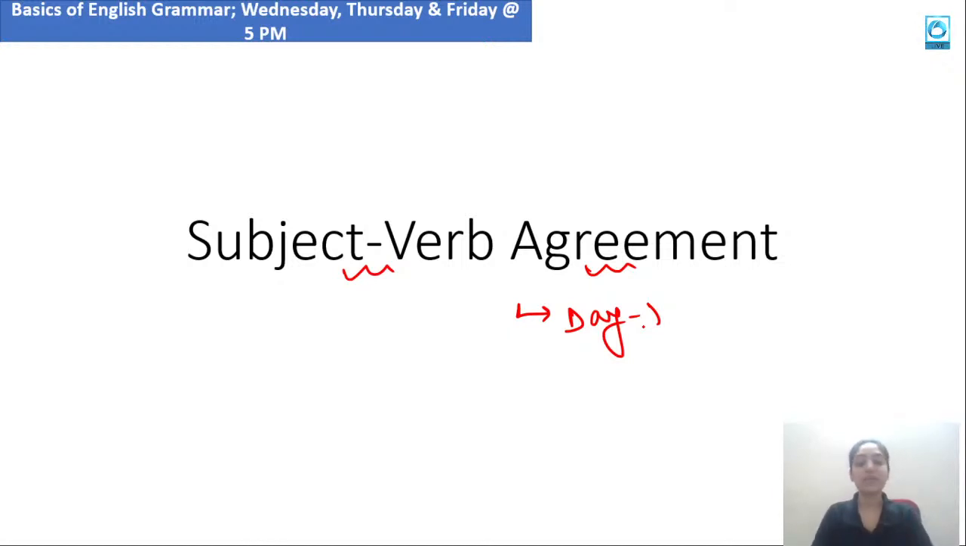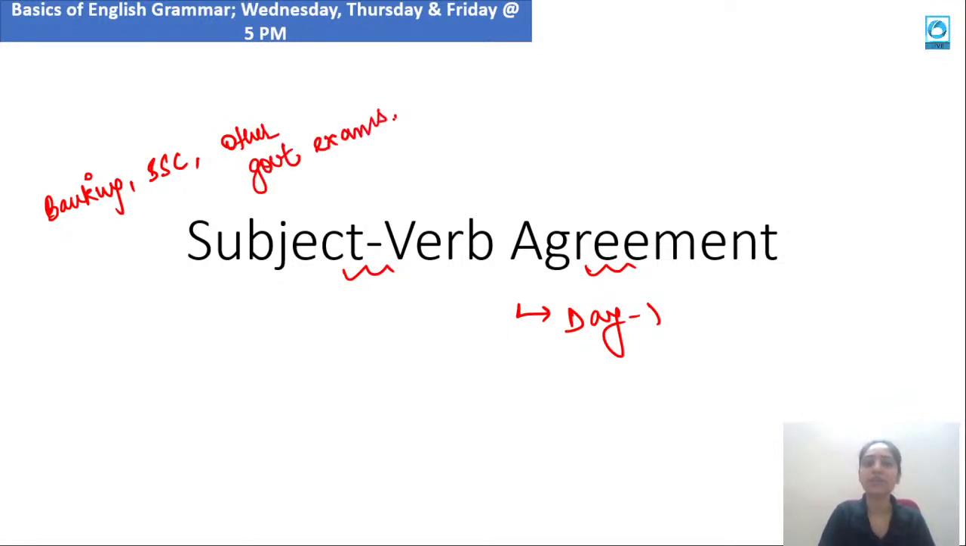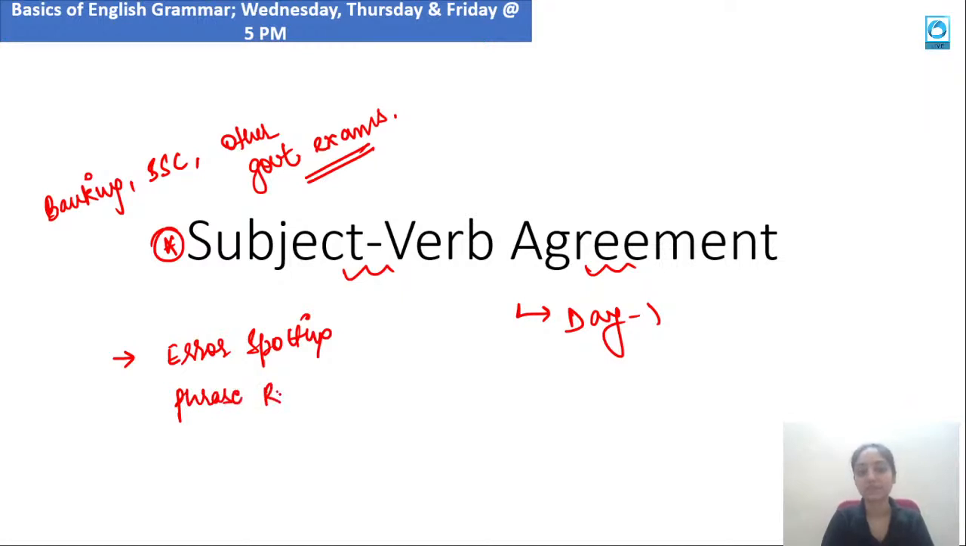Right. So this topic, that is subject verb agreement, can be asked in numerous forms in your examinations, for example your banking exams, your SSC exams, or your other government exams. Whatever exam you might be appearing for, this topic is very important. It can be asked in the form of questions like error spotting, phrase replacement, and fill in the blanks as well. So these are the three major question types using which this topic can be asked. So let's begin the class.